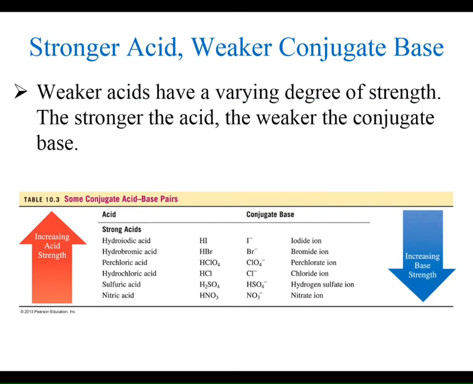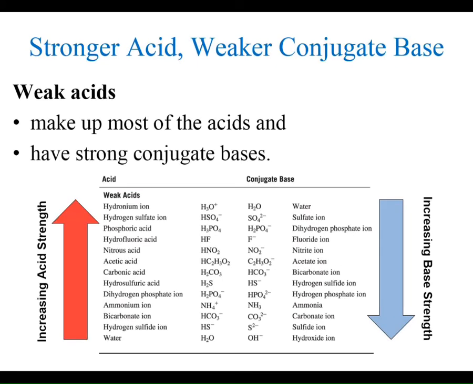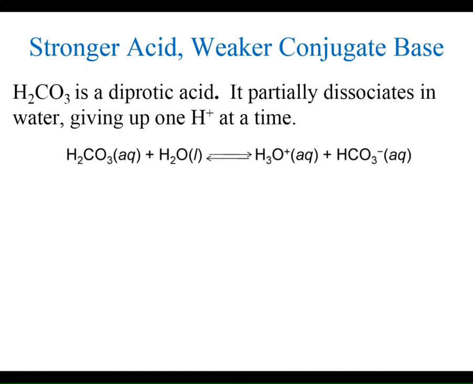All right. So, like I said, most of the acids you can think of are going to be weak. There's only six that are strong in the whole world. And because they're weak acids, that means stronger conjugate bases.